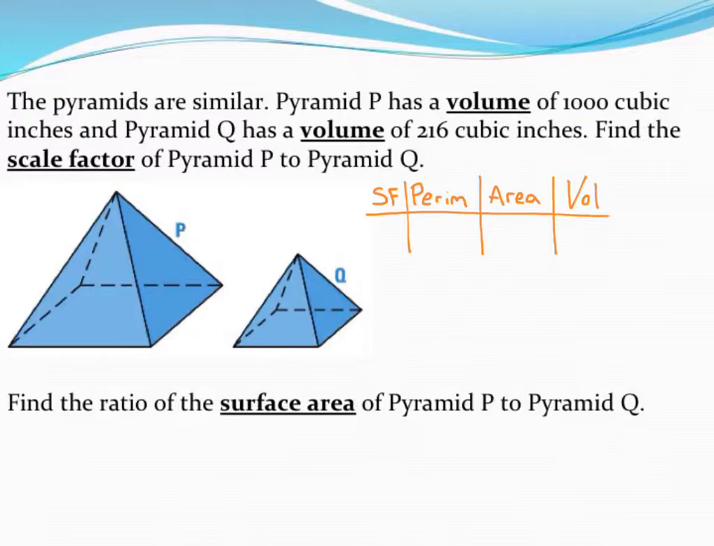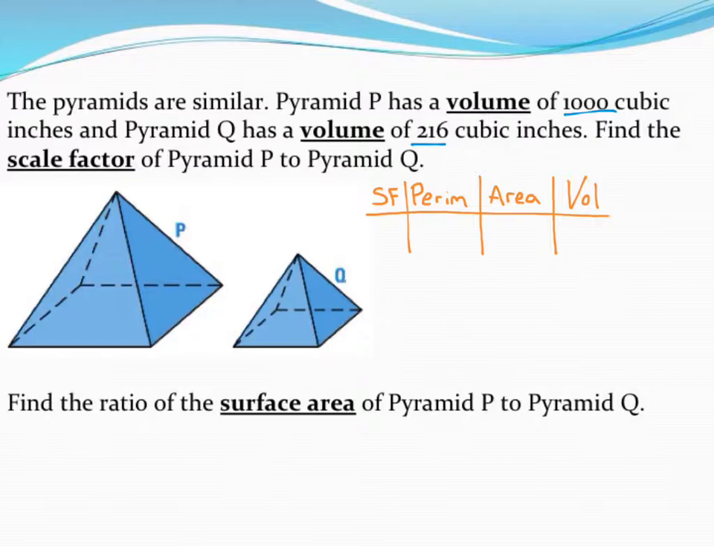So the first thing I'll need to do is figure out what I know about both pyramids, whether it's a side length, a perimeter, a surface area, or volume. There's something I should know about both of them. And reading the problem, I can see that I'm given the volumes of both of the pyramids, the big one and the small one. And so I'm going to use that to begin my chart.